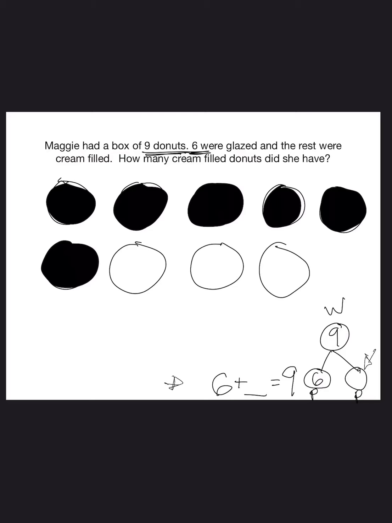All right, boys and girls, if you see, you can count 1 cream-filled donut, 2 cream-filled donuts, and 3 cream-filled donuts. That means our second part was 3. So 6 and 3 together make 9. So our equation would be 6 plus 3 makes 9. Awesome job, boys and girls.